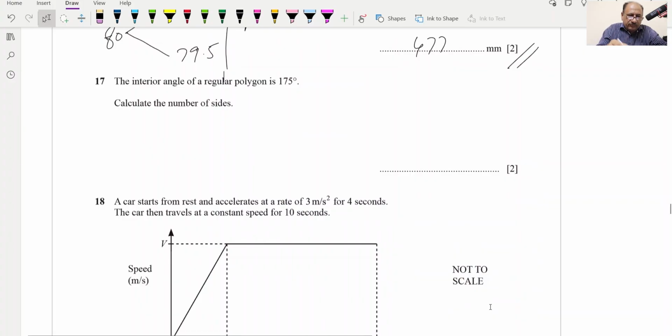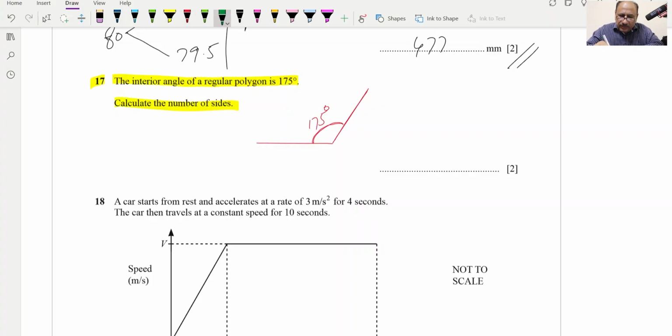Now we can move to question number 17. Question 17 says the interior angle of a regular polygon is 175. Calculate the number of sides. So for example, say this is the interior angle of the polygon and this angle is 175 degrees. In that case, what will be the exterior angle? This will be the exterior angle, and the exterior angle will be only 5 degrees. We know that the sum of exterior angles of a polygon is basically 360. So 360 will be divided by 5 and we will get the number of sides.